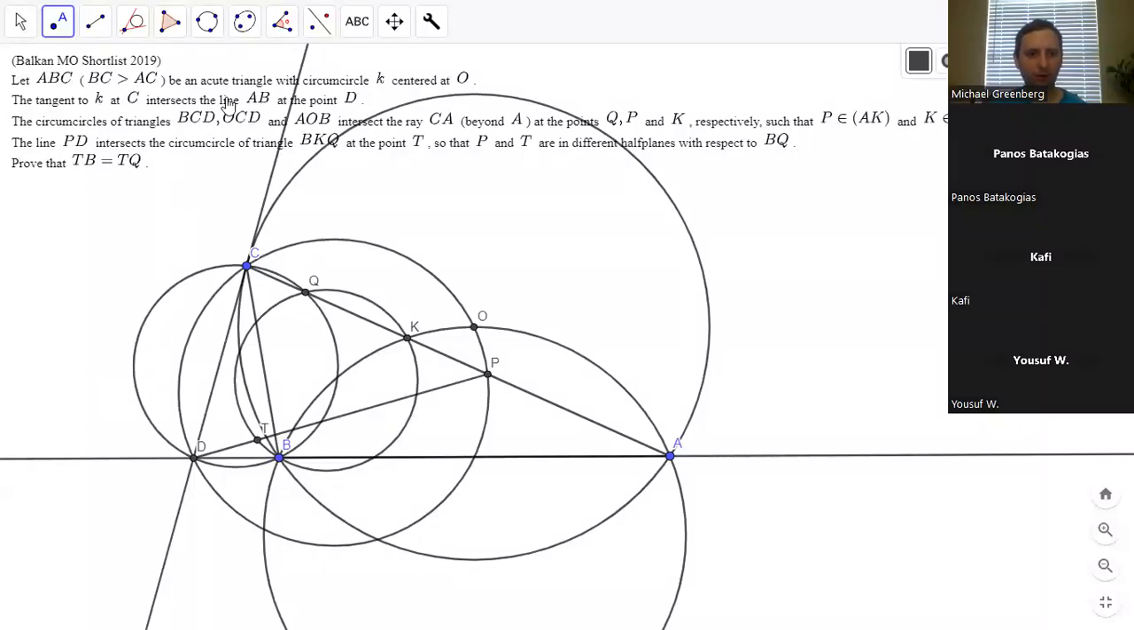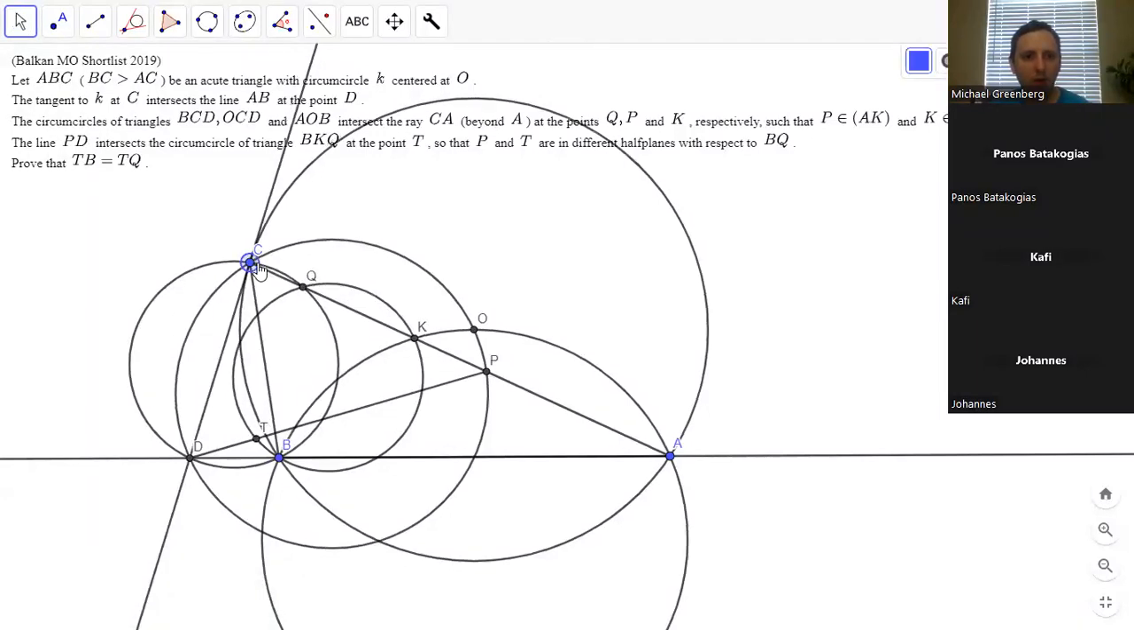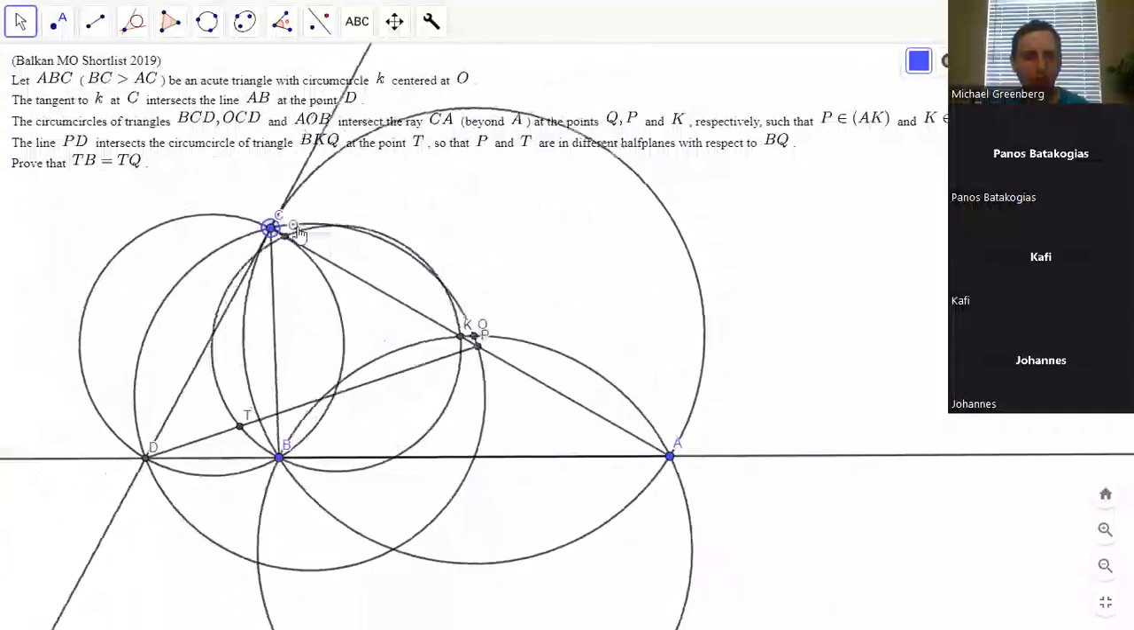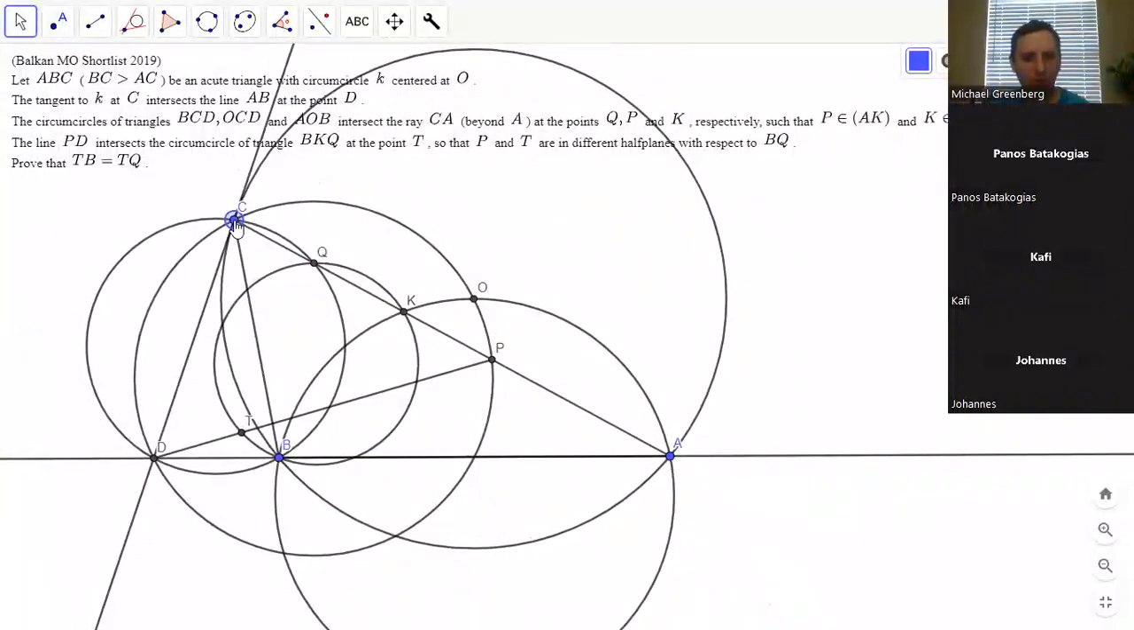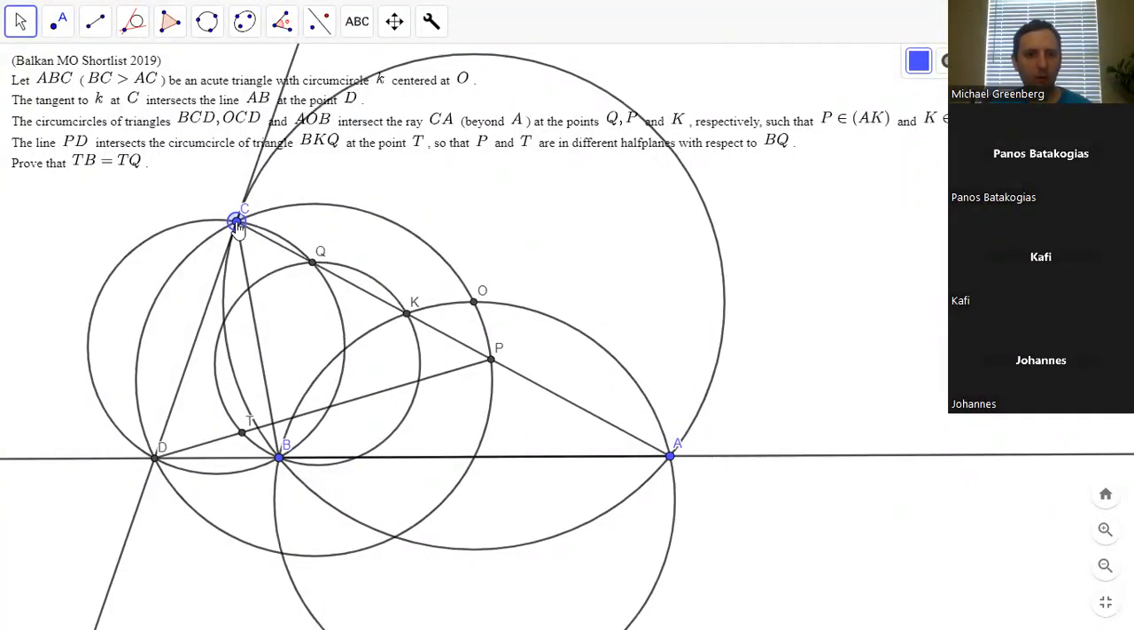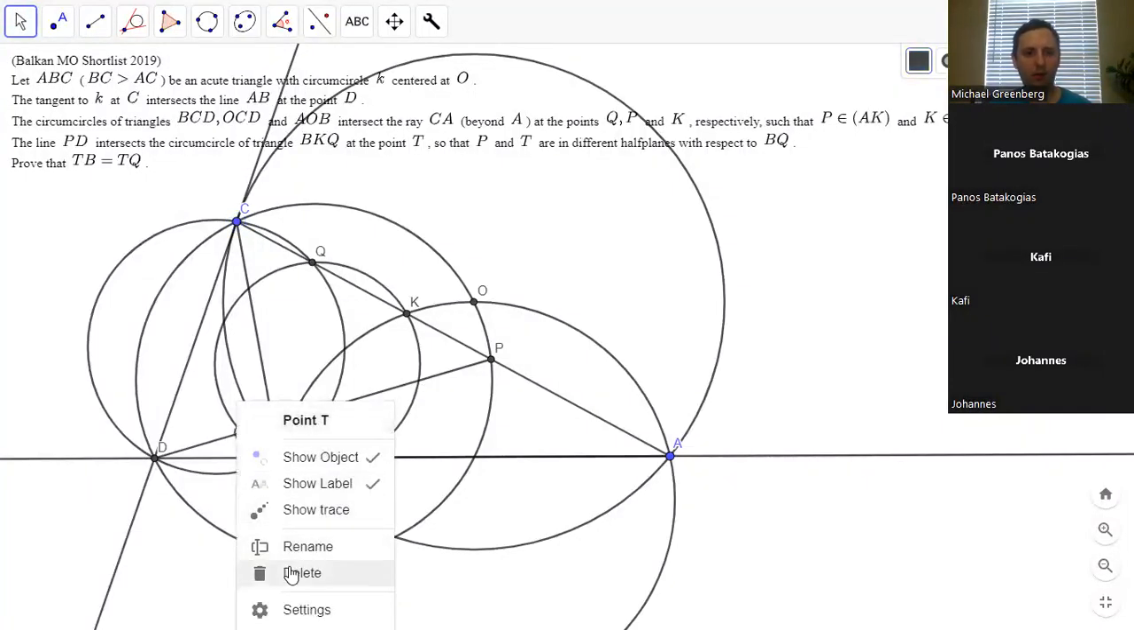So what did I do wrong here? We have the tangent at C intersects it at D. And then the circumcircle of BCD intersects it at Q. OCD intersects it at P. And at the very beginning, we have BC is greater than AC. So I think it's just the other intersection with BKQ, or T is the other one? Probably. Yeah, I think so.